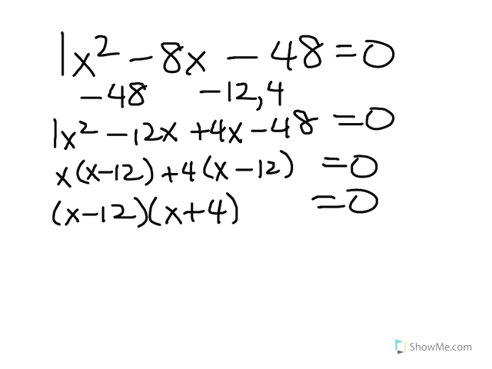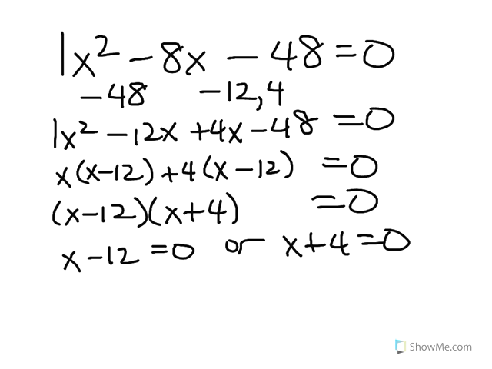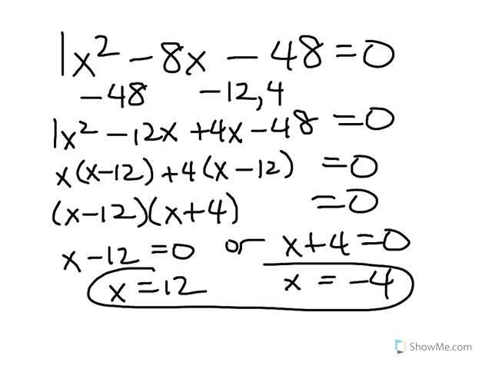Now, what will make this 0? Well, either x minus 12 has to be 0, or x plus 4 has to be 0. Well, on the left side, if I add 12 to both sides, x could be 12. And on the right side, if I subtract 4 from both sides, x could be -4. That is one way to present the answer.